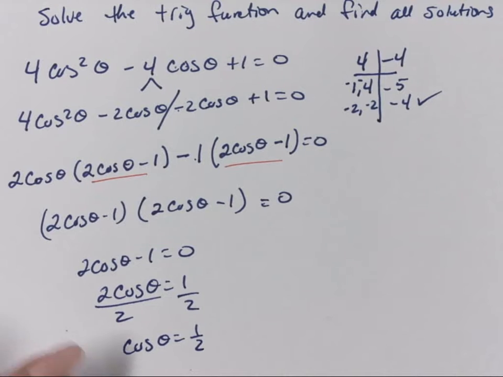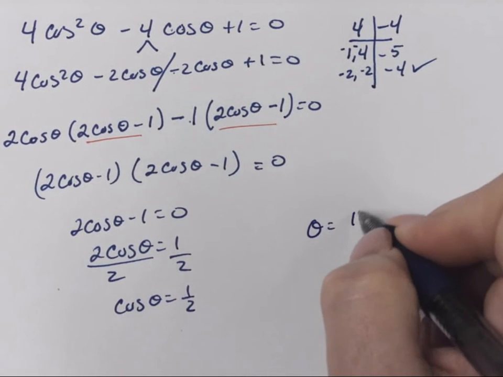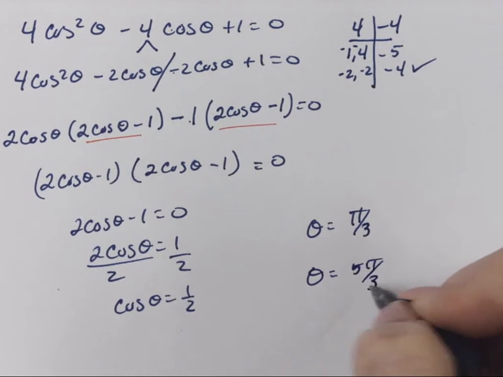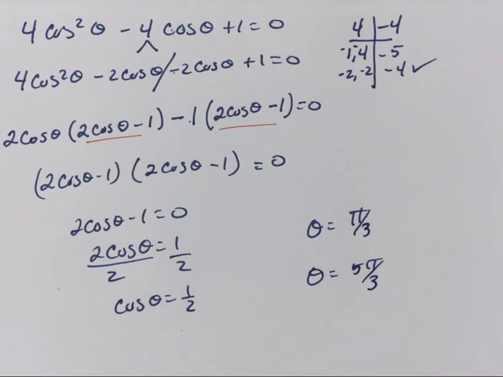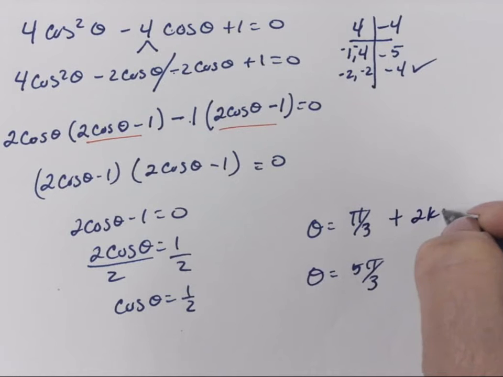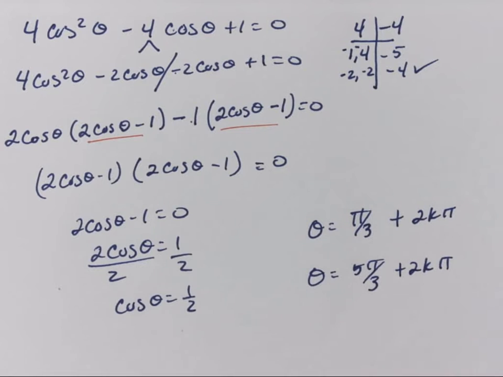So where does cosine theta equal 1/2? On our unit circle, that'll be where theta is equal to pi over 3, and theta is equal to 5 pi over 3. When we're looking for all solutions in this case, we weren't given an interval, so all we're going to do is add 2k pi. Because our cosine and our sine functions have a period of 2 pi, and we put k because that way it can keep going, and we know that k is any integer.